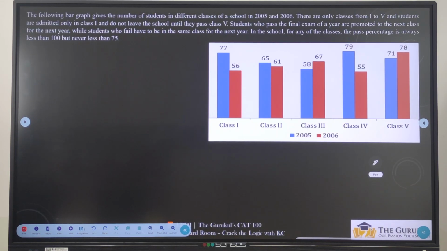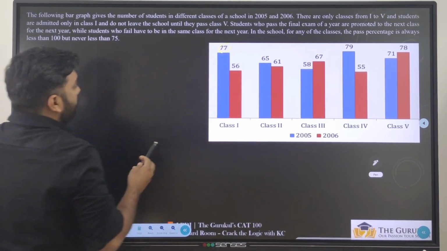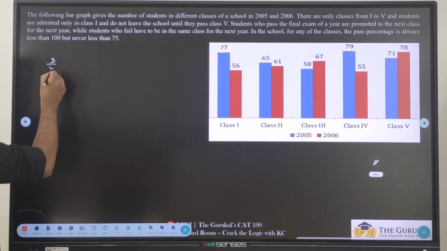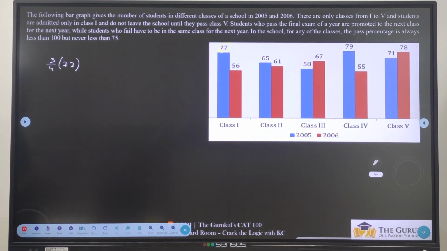So let us check for 2005. What is happening in 2005? That is, in class 1 of 2005, 3/4 of the students passed the exam. Which means if I am having 77 people, 3/4 of 77 passed the exam, and they went to the next class in the next year.